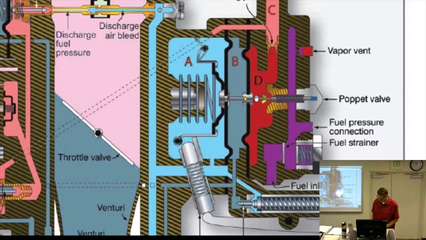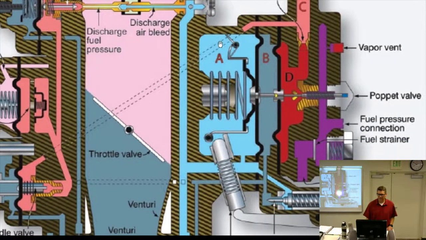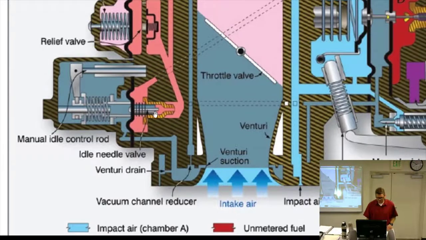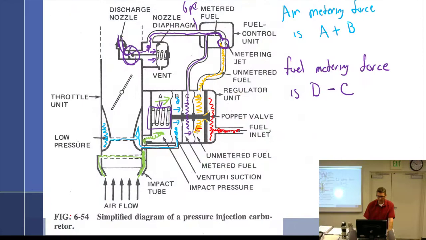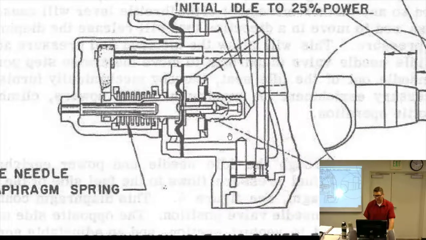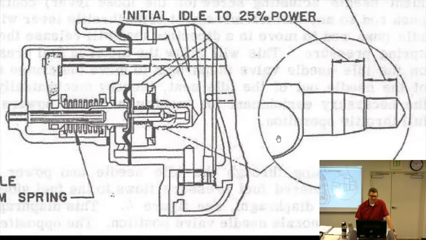Fuel flows from D, past the metering jet, to the idle needle. Okay, so now we've got to go around to the idle needle. So past the metering jet, everybody follow so far? Nobody's lost? Okay. Over to here, to the idle needle. Not a good picture of the idle needle, so let's pull one up. There we go, idle needle. Step needle.